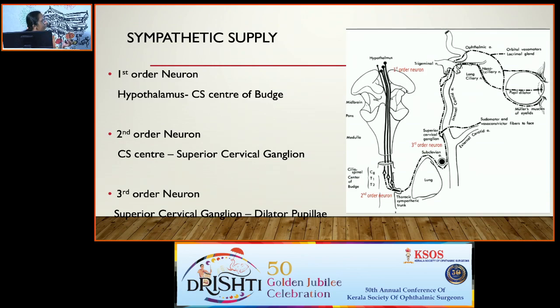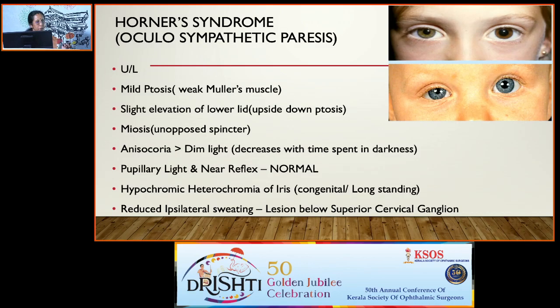And accordingly, you can have lesions central, preganglionic or postganglionic. In Horner syndrome, which is oculosympathetic paresis, it is usually unilateral. There will be mild ptosis because of the weakness of the Muller's muscle, slight elevation of the lower eyelid, which is called the upside down ptosis, miosis because of the unopposed action of the sphincter, and anisocoria, which is more in the dim light.